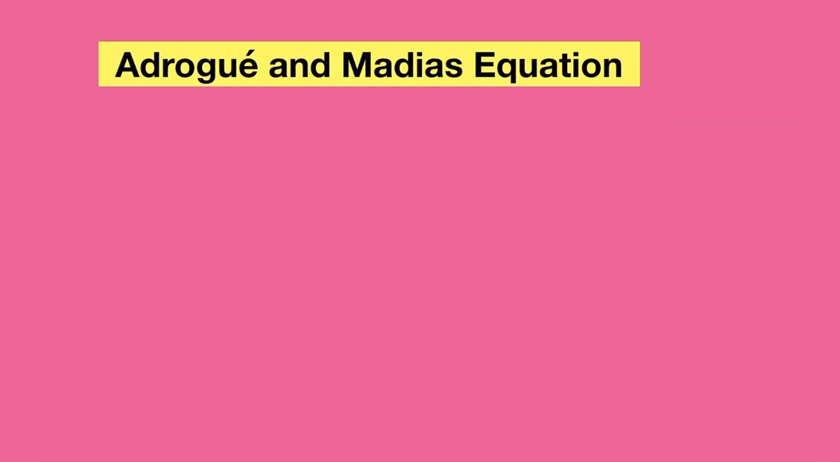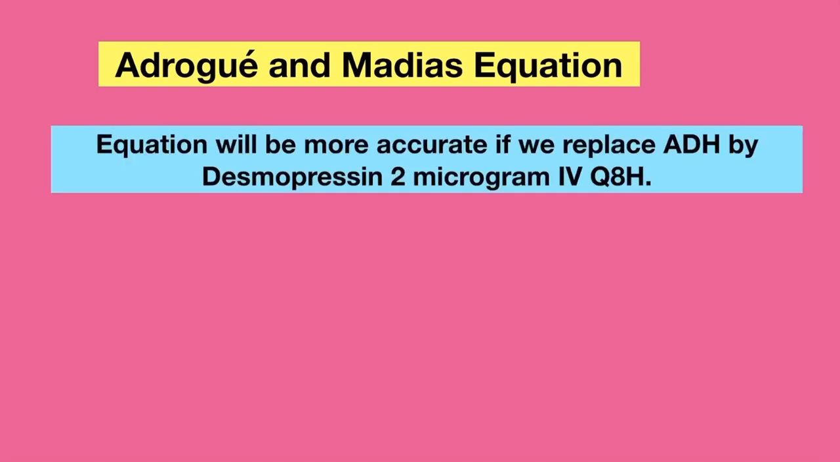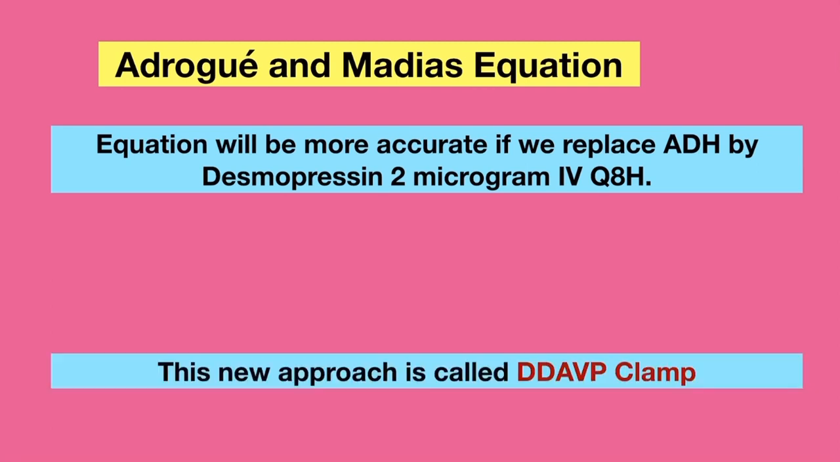So what we can do is, the equation will be more accurate if we replace that ADH by giving desmopressin 2 micrograms intravenously every 8 hours. We can actually correct the equation by controlling ADH. So this is a new approach that is called the DDAVP clamp.